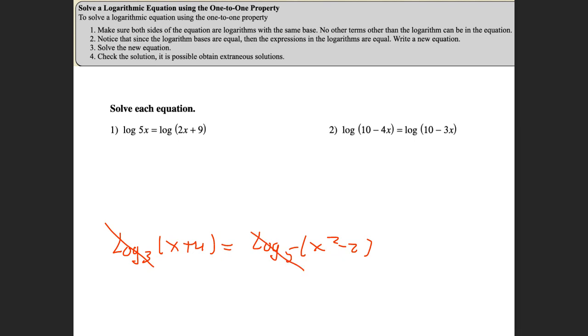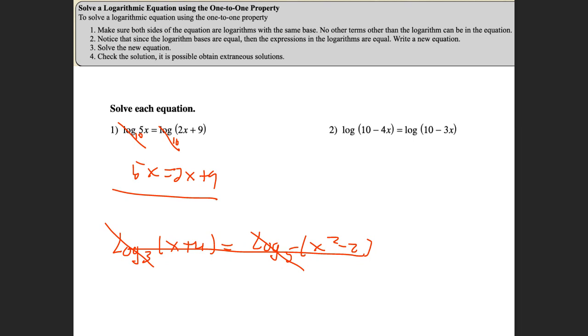So it doesn't work. But if the bases are the same, now how do you know the bases are the same in this problem? Well, if the base isn't written in, it is assumed to be 10, right? So I could write the 10 in there if I wanted to. 10, 10. So now I have one log on one side, one log on the other side. They're both to the base 10. So guess what? Boom, cross it out. 5x equals 2x plus 9. Solve it, you're done.